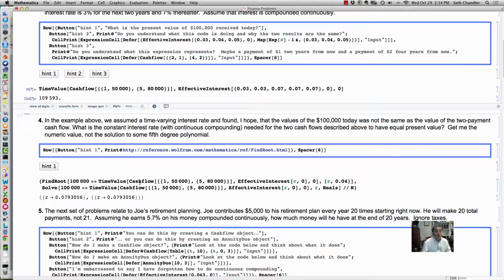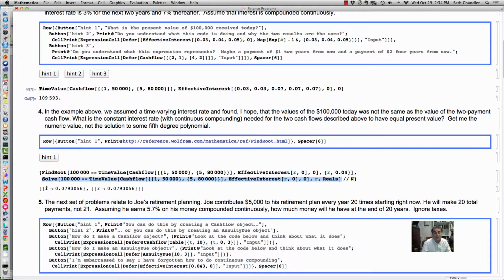All right, so we might want to know at what interest rate are these two cash flows equivalent. There are several ways of doing this. One is to use a solve command. One is to use find root, which is a numerical process, and in this instance they both give the same answer. Let's look at the solve one. We're going to say for what value of R, assuming R is a real number, because Mathematica doesn't understand that this is a finance problem, and so it may find imaginary or complex interest rates.